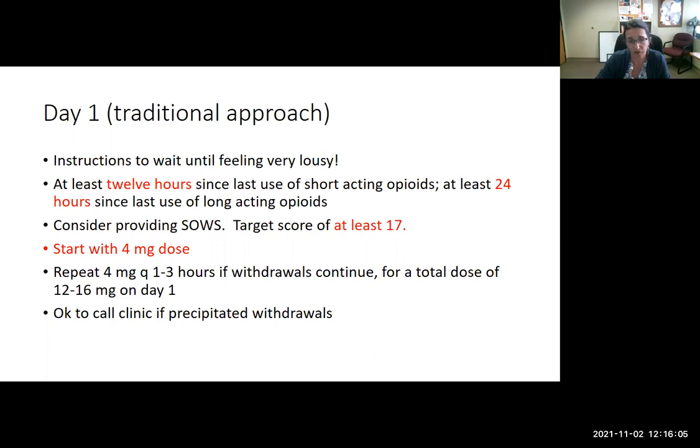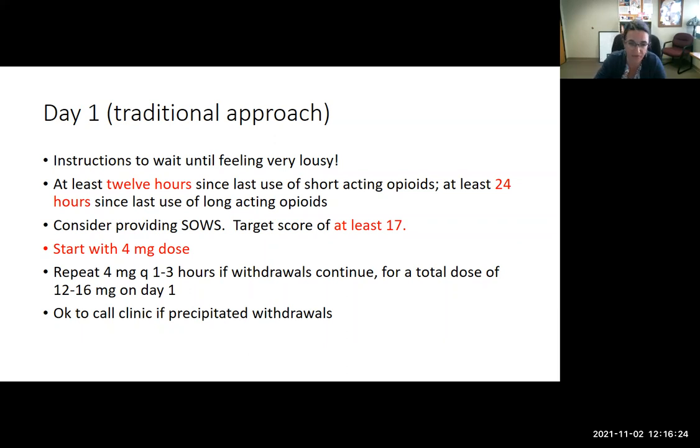And then again, the traditional approach is to start with a 4 milligram dose. So having them cut the strip or break the tablet if it's an 8 milligram in half, and basically administering it under their tongue and then repeating that dose every 1 to 3 hours if the withdrawal continues, for a total dose of 12 to 16 milligrams on day 1.